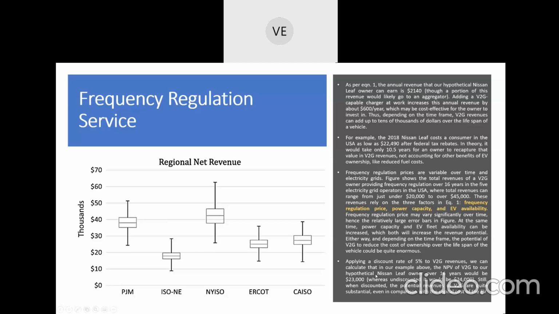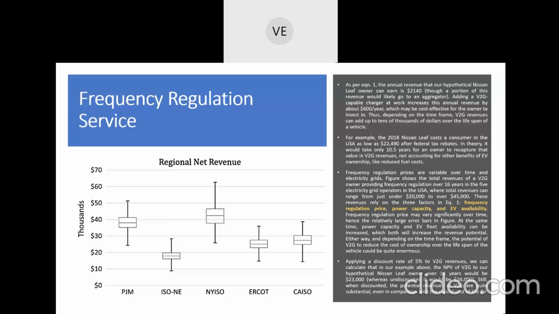The potential of V2G to reduce the cost of ownership over the lifespan of the vehicle could be quite enormous. Now, we have to convert the total earnings over the lifetime of the EV to the net present value, because we are investing in the EV now itself. We are investing in the EV charger now itself. We are upgrading the EV charger for V2G activity. That also we are doing now itself, right?